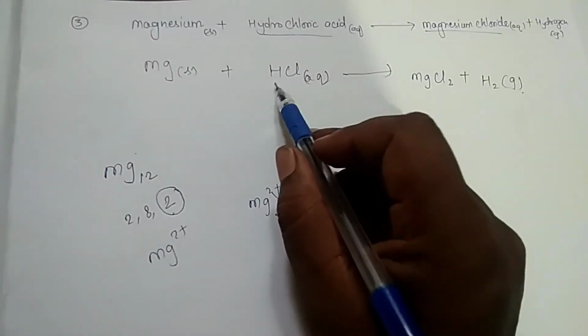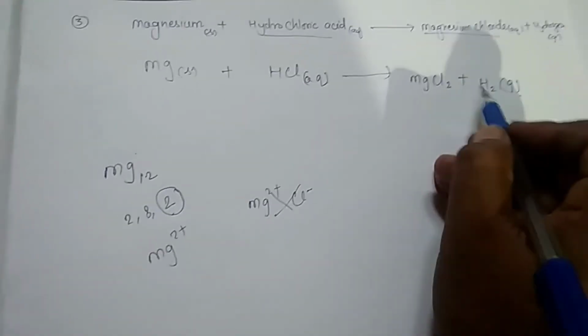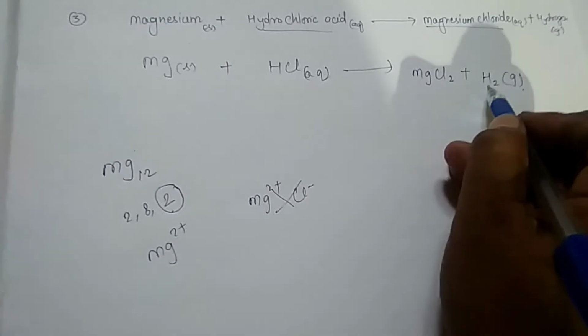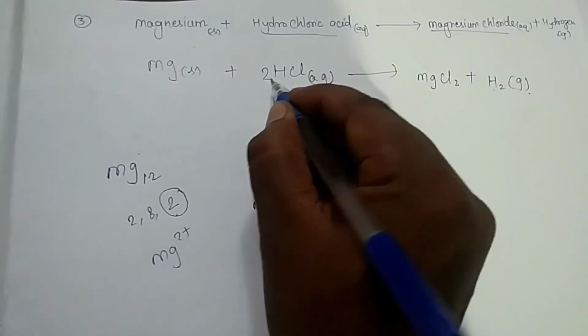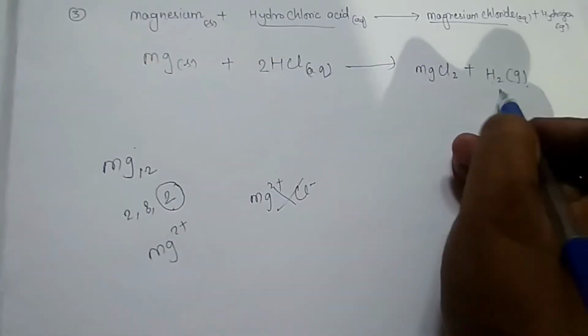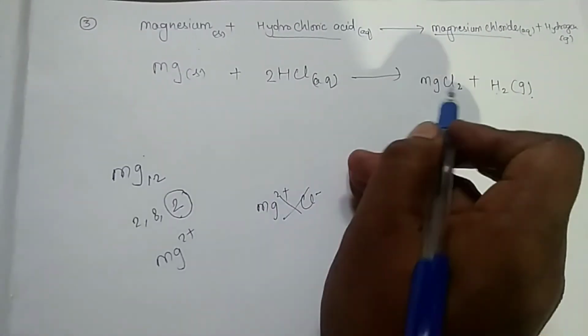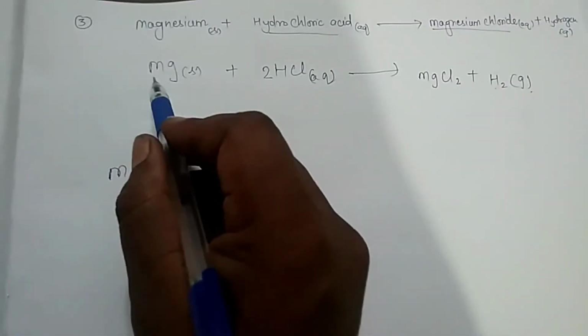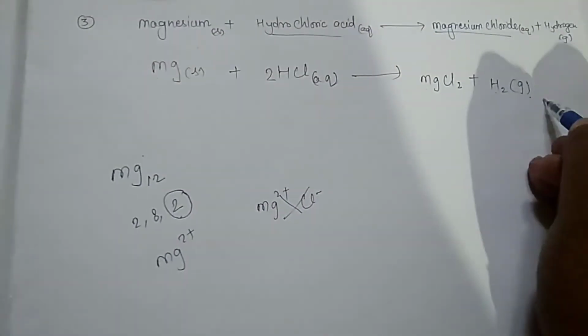Now we have already converted it into the chemical equation. Balance it, children. There are 2 hydrogen on one side, 1 hydrogen, and 2 hydrogen. Multiply by 2 here. So 2 hydrogen, 2 chlorine, and 1 magnesium. Balance it, children.